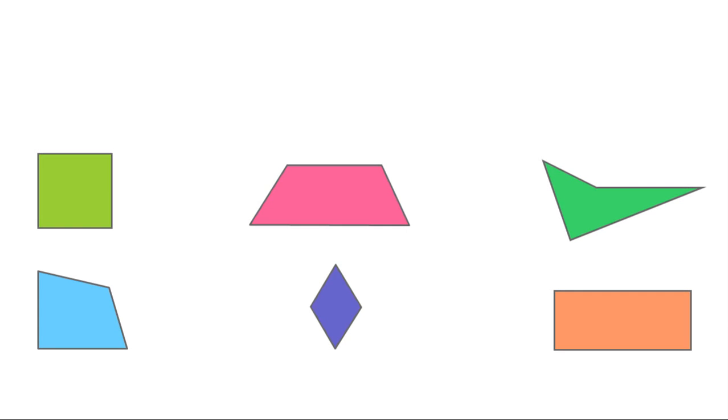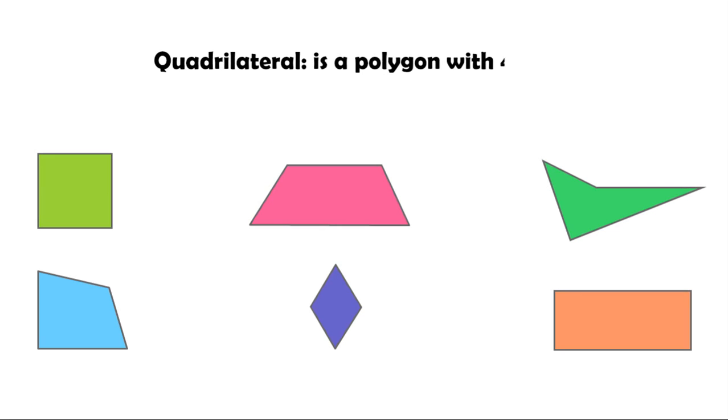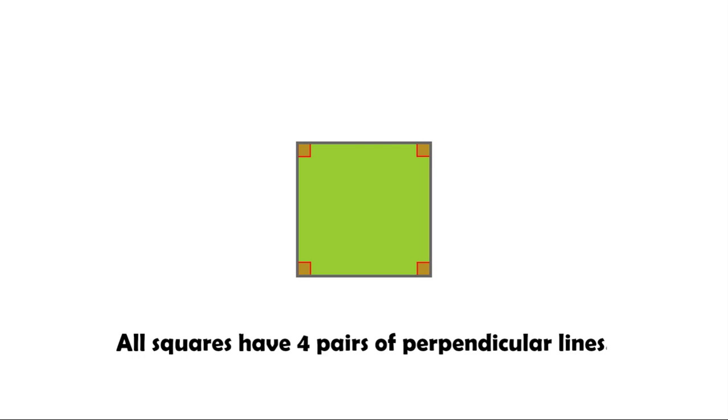And we will start with quadrilaterals. A quadrilateral is a polygon with four sides. A square is an example of a quadrilateral. As you can see, this square has four right angles, which means that we have four pairs of perpendicular lines. Here's one pair, two pairs, three, and four. All squares have four pairs of perpendicular lines.